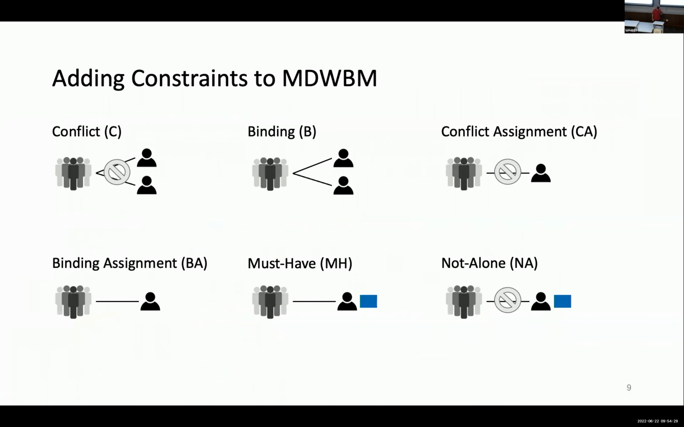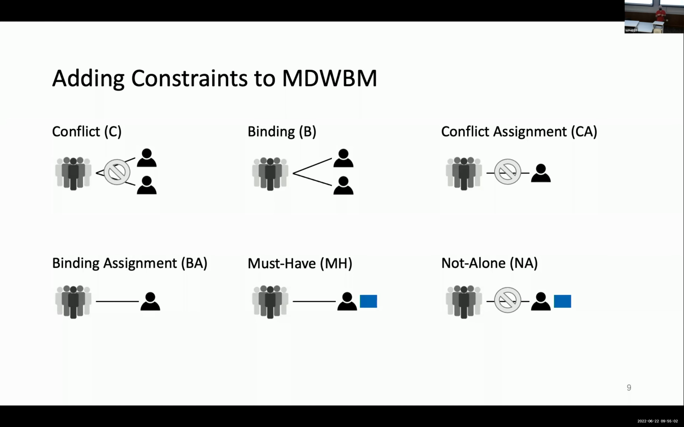Okay, so there's a number of practical constraints that we observe in similar problems in the real world that we wanted to add. And in fact, the one big advantage of the model-based approach is that in many cases, we can just add them very easily. So a conflict constraint, which says these two workers can't be on the same team because they've got some personality conflict. A binding constraint, which says these two workers must be on the same team, could be any team. A conflict assignment, which says this worker cannot be on this specific team.